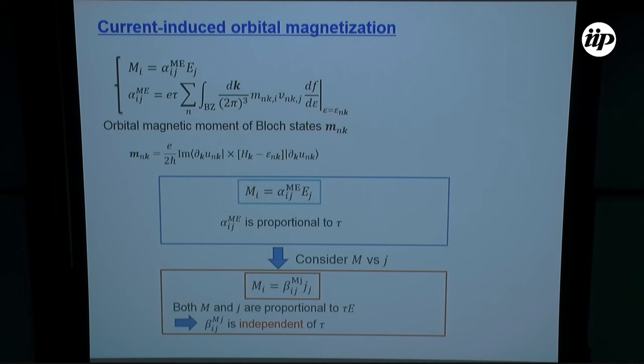In this case, we calculate orbital magnetization as a response to the electric field, but we use Boltzmann transport with a constant tau. So in this case, the response function alpha is proportional to tau. Instead of that, of course, this is induced, in fact, by a current, not the electric field. So in terms of the current, this coefficient is no longer dependent on tau, supposing that tau is constant. So we calculated this coefficient beta, which is between the M and the current J.